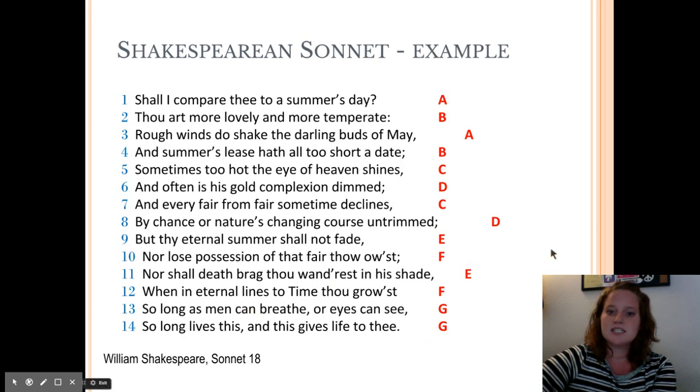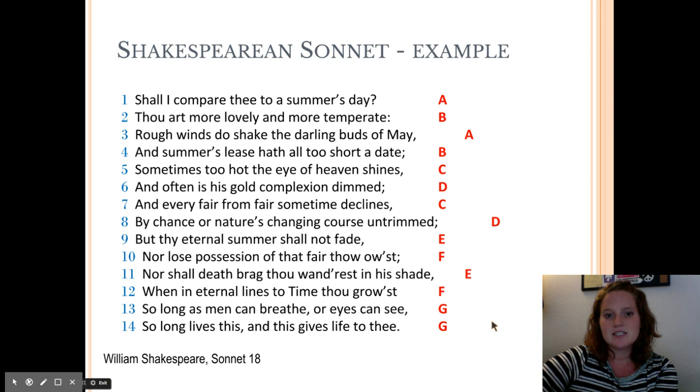An example of a Shakespearean sonnet, this is a pretty famous one, it's Sonnet 18. And again, as I read, notice the rhyme scheme, the differences between the quatrains, and try and figure out the meaning that's presented in the final couplet.